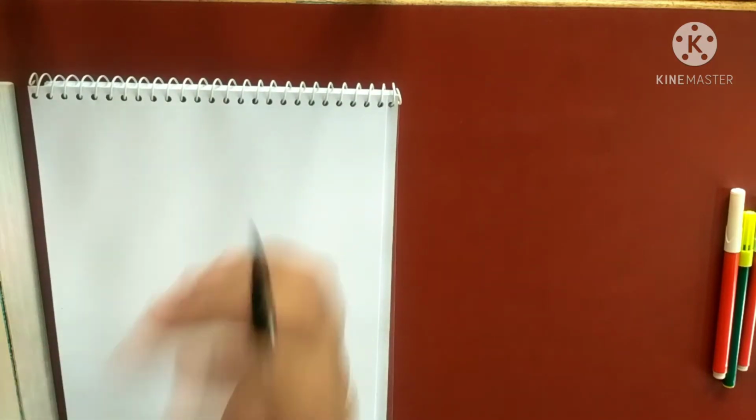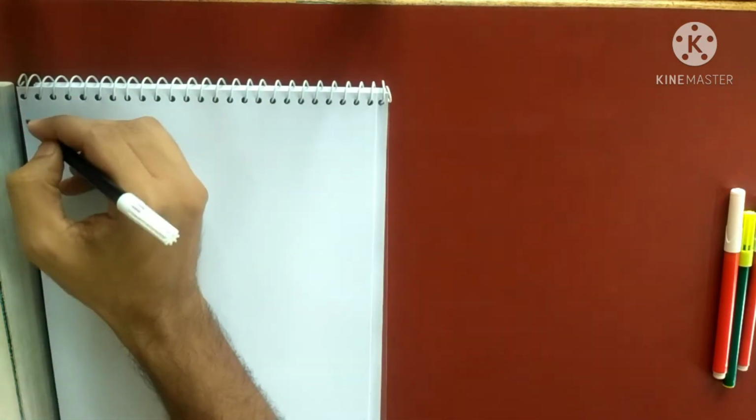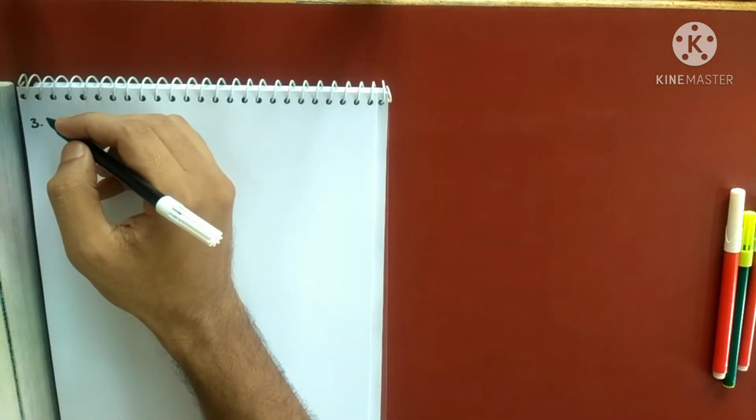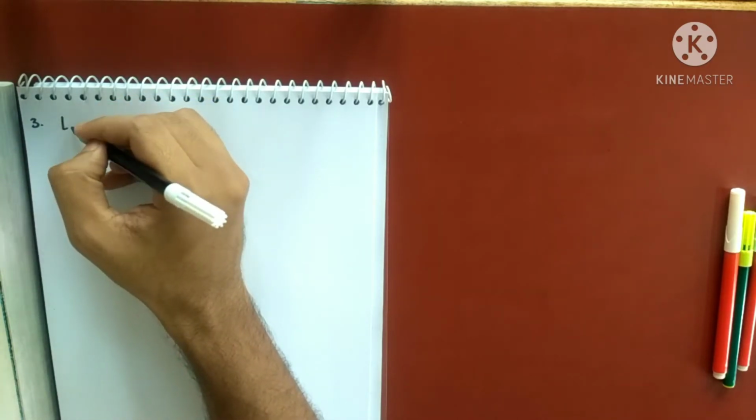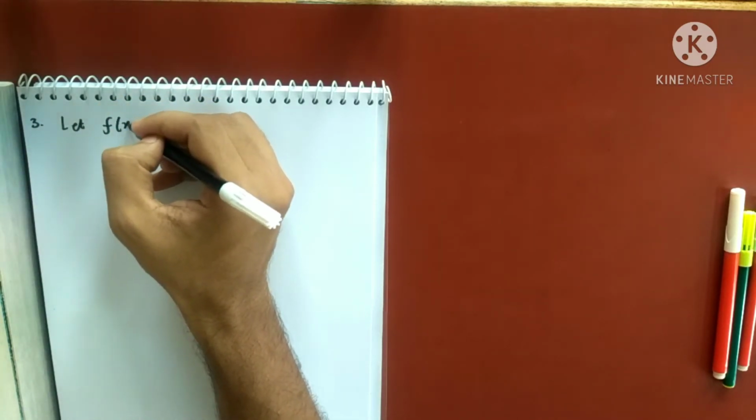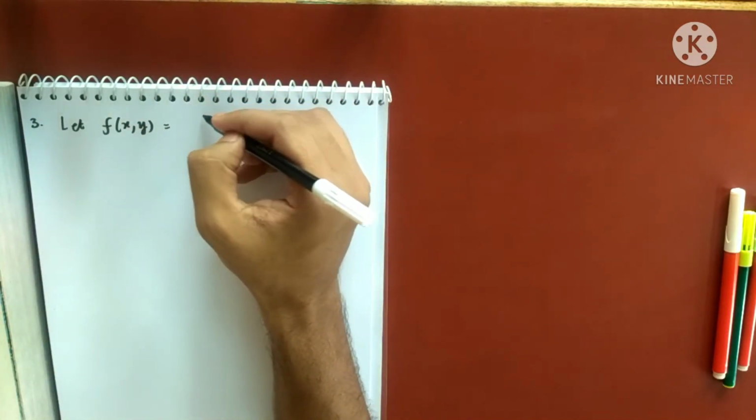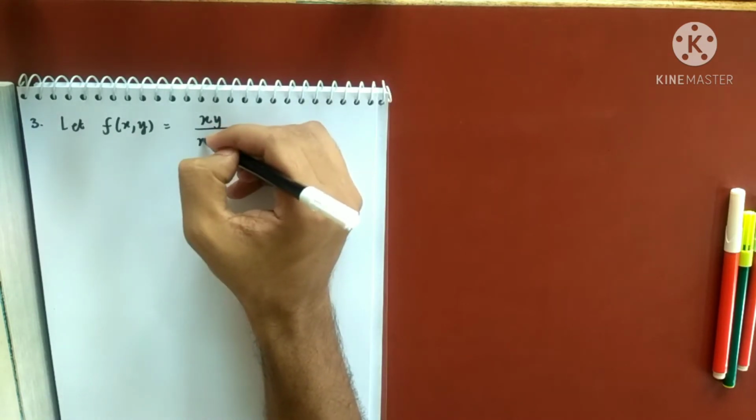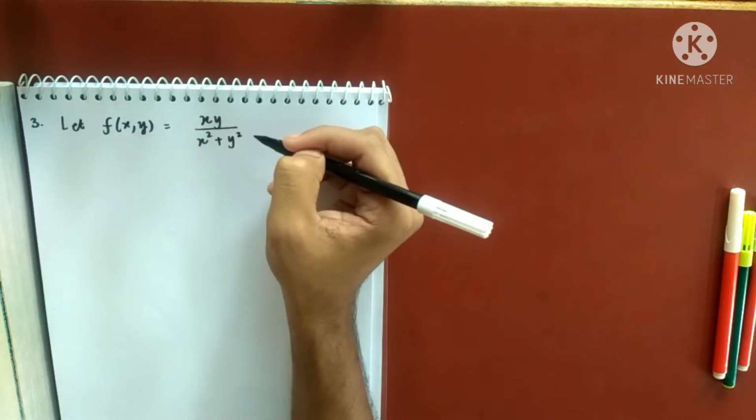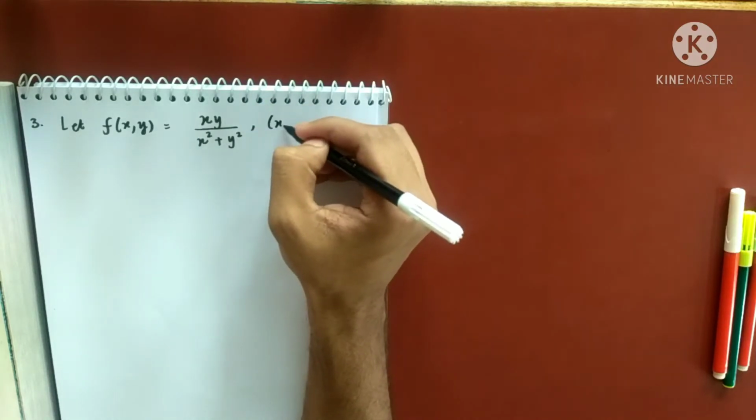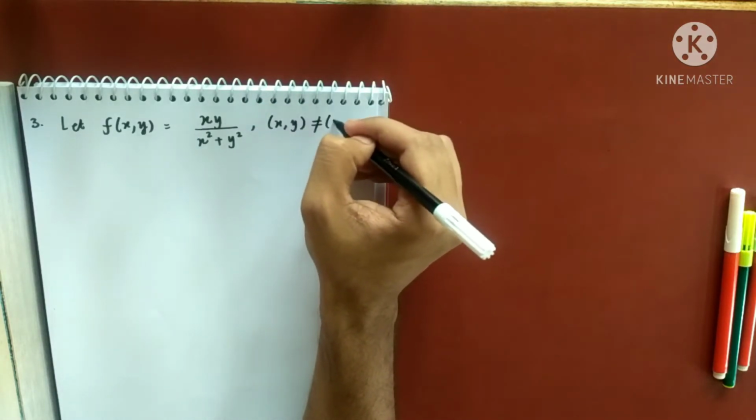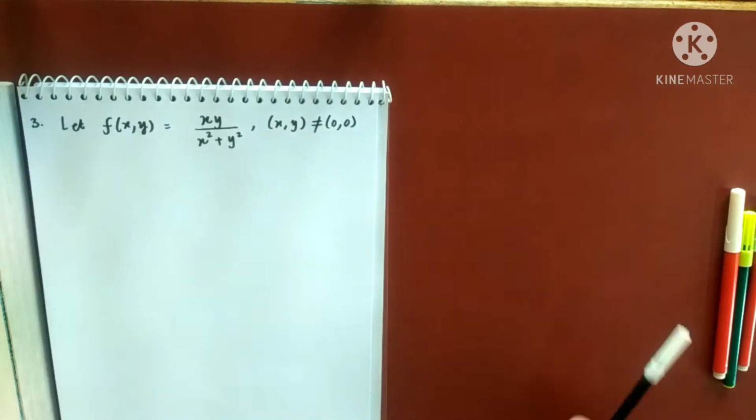So here is another question. I'll call this question number 3, on the basis of non-existence. Again, let f(x, y) equal xy by x squared plus y squared, provided (x, y) cannot be (0, 0). Definitely, because the domain cannot contain (0, 0). The domain is the whole R2 minus (0, 0), and (0, 0) is clearly a limit point.